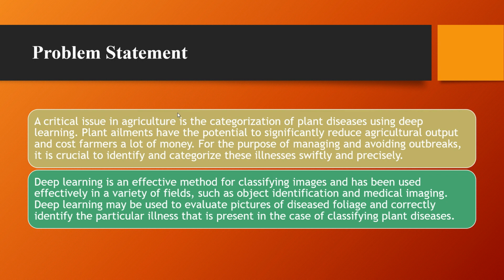Hello everyone, I'm going to continue with the problem statement. A critical issue in agriculture is the categorization of plant disease using deep learning. Plant diseases have the potential to significantly reduce agricultural output and cost farmers a lot of money. For the purpose of managing and avoiding outbreaks, it's critical to identify and categorize these diseases swiftly and precisely. Deep learning is an effective method for classifying images and has been used effectively in a variety of fields, such as object identification and medical imaging. Deep learning may be used to evaluate pictures of disease and correctly identify the particular illness that is present in the case of classifying plant disease.